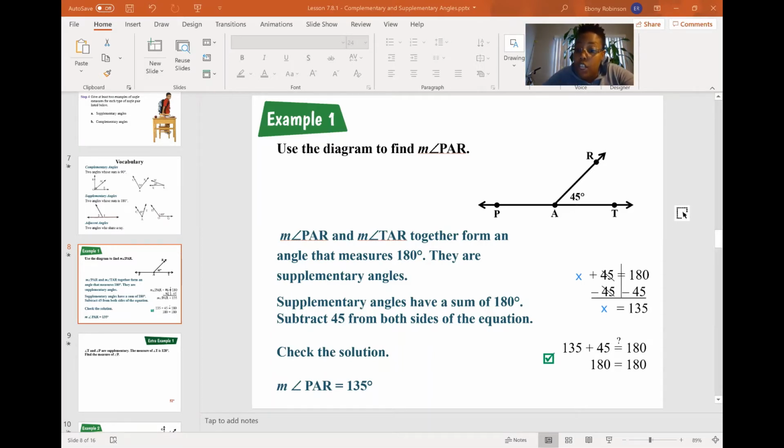So now if we want to check our work to make sure it's true, you should be able to add 135 plus the 45, and it's supposed to equal 180. Remember that little question mark means we don't know if it's true. We don't know if it's right. So you keep each side. So 135 plus 45 equals 180. And does that equal 180? Yes. So that's why they got the check mark there. But this is how you would write your final answer. Measure of angle PAR equals 135. That's the proper way to write it.